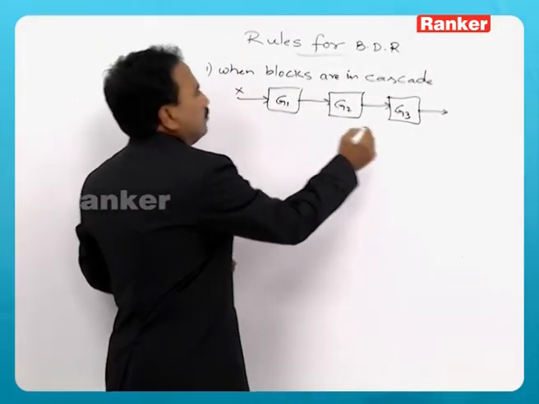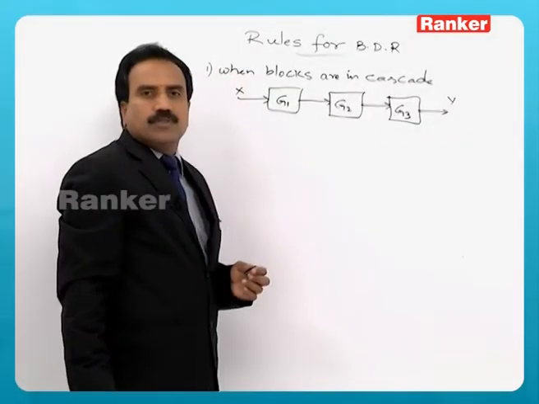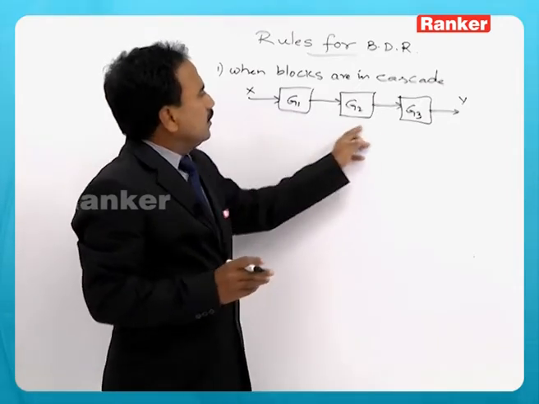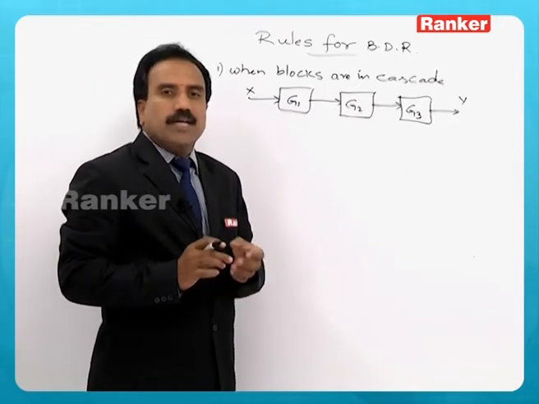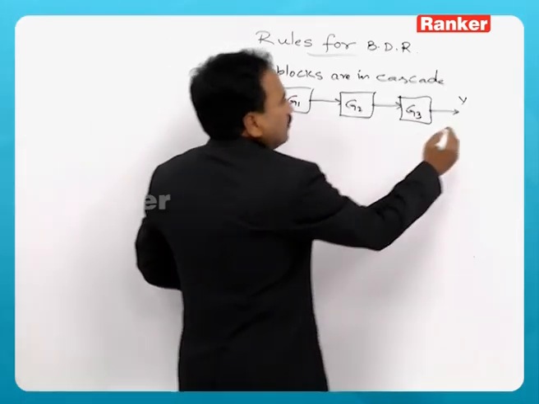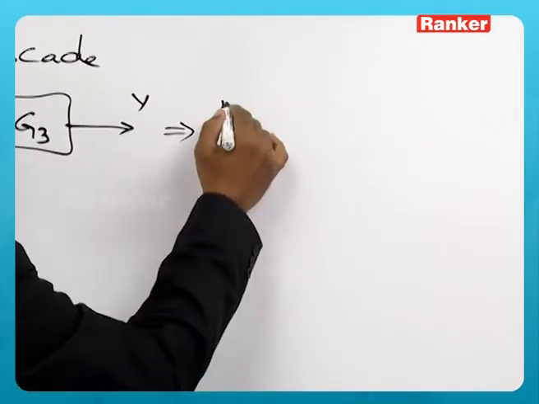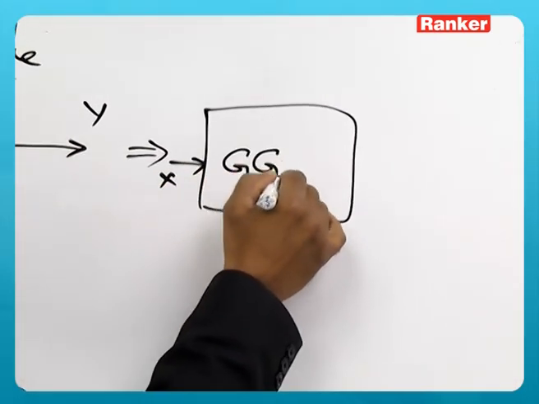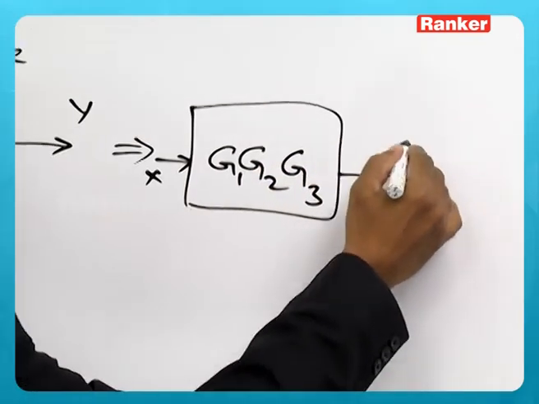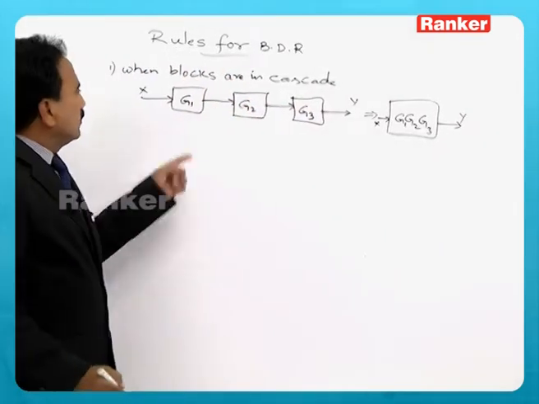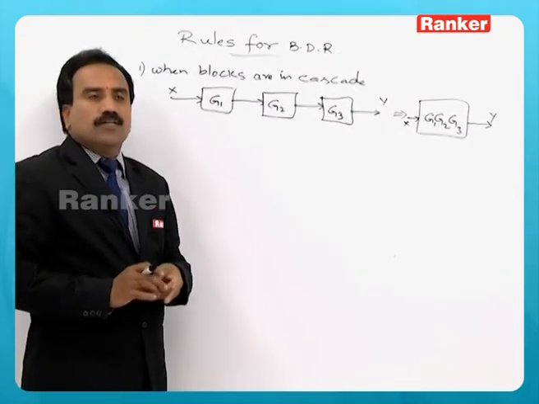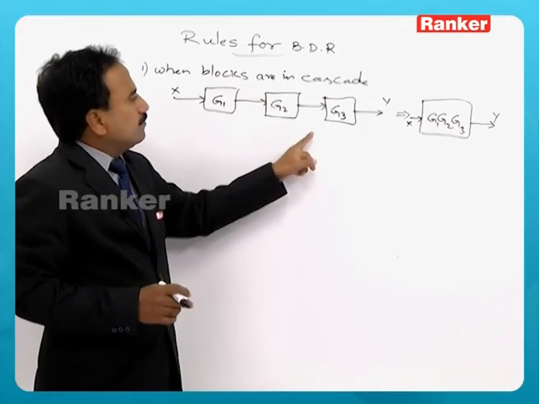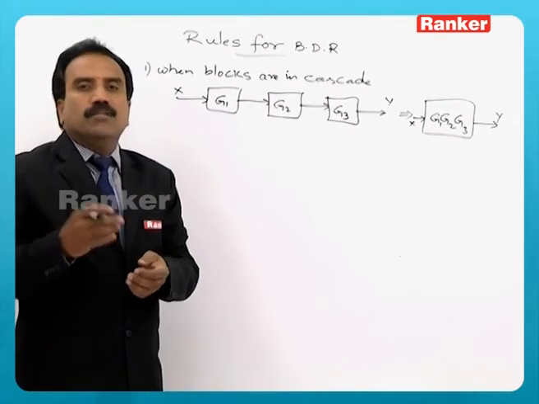So, when I say X is the input, Y is the output, I can reduce this into a single block. So, this is said to be G1, G2, G3 block gains are in cascade. So, I can reduce this into a single block: X, G1 G2 G3 and then Y. So, 3 blocks reduced to 1 block. This is block diagram reduction rule 1, that when the blocks are in cascade, the resultant will be the product of individual gains.